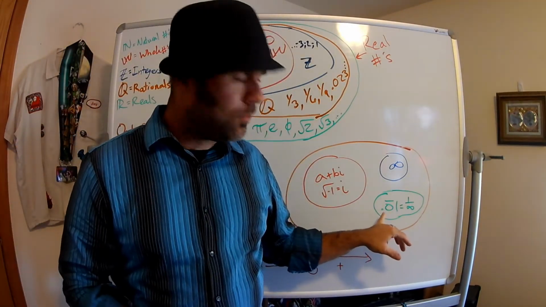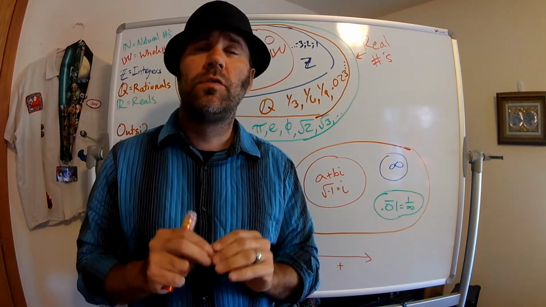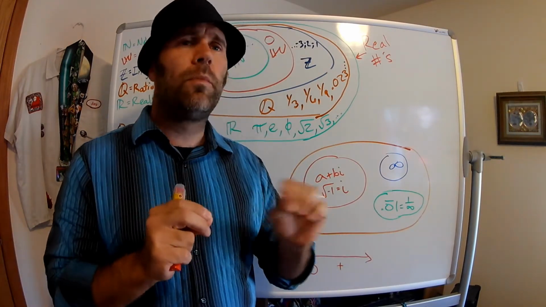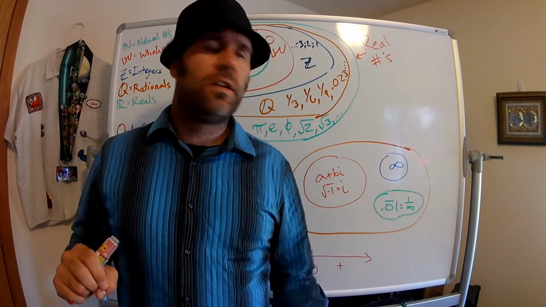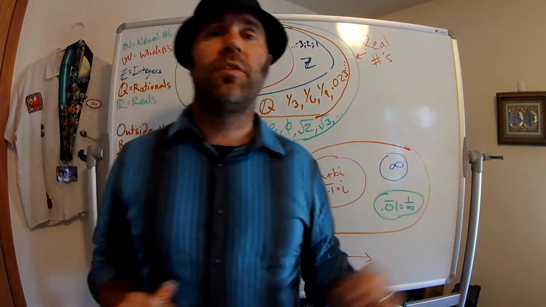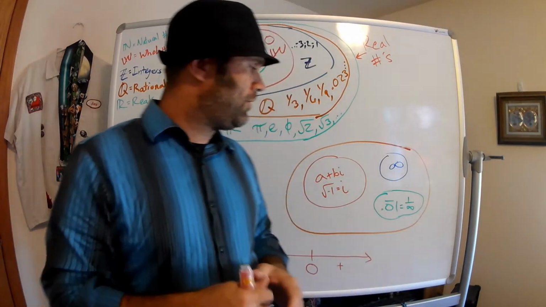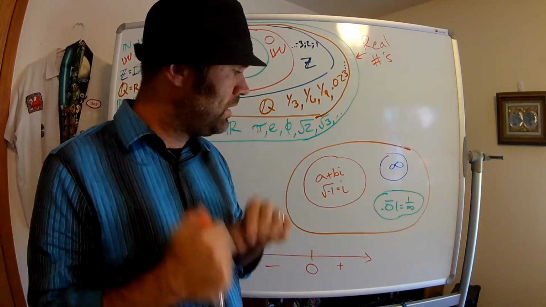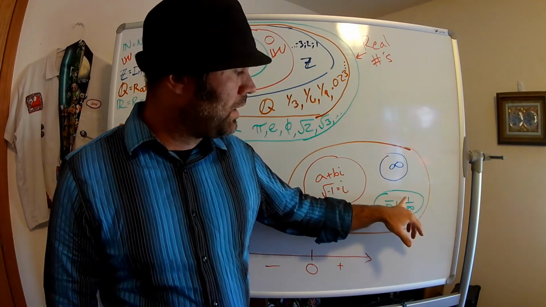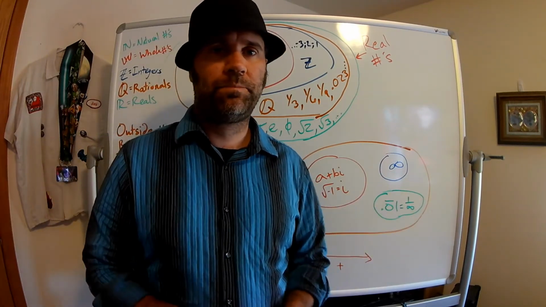I've represented it as 0.0 with a bar. So think of an infinite number of repeating zeros, and then after that infinite number of repeating zeros, there happens to be a 1 after it. Well, that's kind of silly to think about, but that's how I think of it. Another way of looking at it would be 1 divided by infinity.